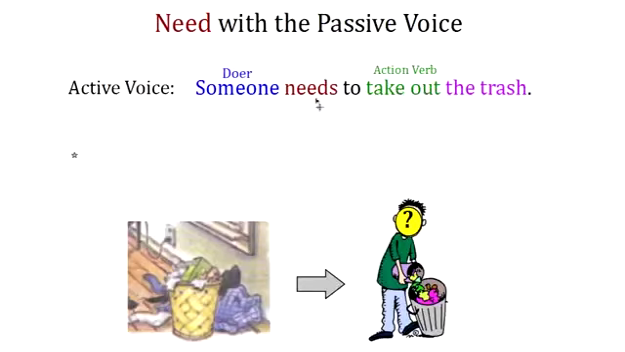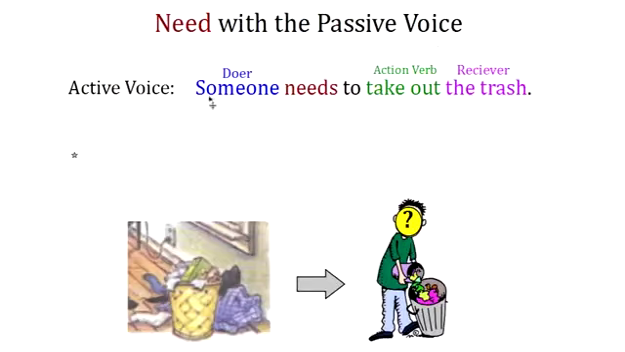Now remember, usually when I use need, I usually use to, and then I use my verb. So needs to take out the trash. So the trash is receiving this action. So that's why I call this the receiver. And this is the active voice. Remember, the doer, the action, and the receiver is the active voice. However, we're talking about the passive voice today.